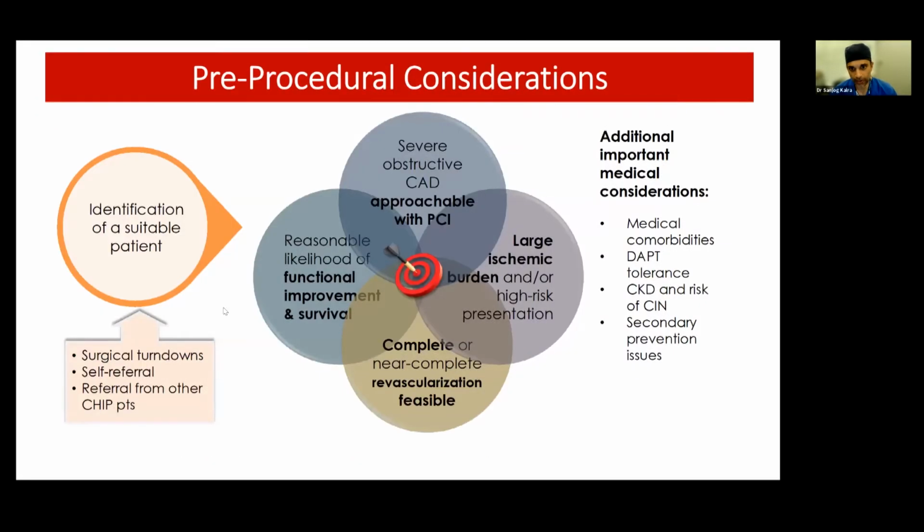So did we identify a suitable patient? Well, what you do is recognize the individuals with severe obstructive CAD that are approachable with PCI, who have large ischemic burdens, and in whom a good result is feasible, right? Who are probably going to benefit from your procedure. These are the people where these things intersect, those are the people that are going to benefit from a high-risk PCI. And that's how you identify a suitable patient, somebody who's really going to benefit from what you have to offer them.